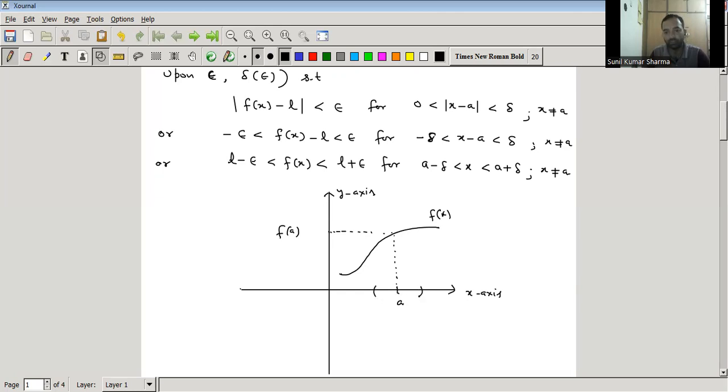So this is a delta neighborhood, that is a minus delta, and this point is a plus delta. The distance between this and this is delta, and this distance is also delta. So now if I take f of a to be my limit L, as x goes to a, then we take the epsilon neighborhood around this point. So this is L plus epsilon, this is L minus epsilon. So this is the interval.